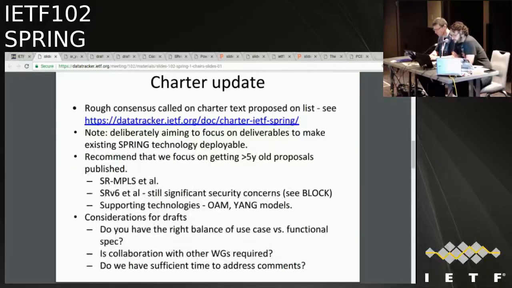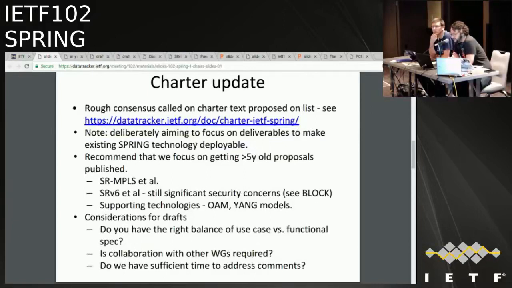There are three considerations that I'd like folks that are working on drafts to look at. We have an interesting balance in Spring between documenting use cases and functional specs, given that we've got so many parallels with other working groups. So I think we need to make sure that the documents we're producing have the right balance between explaining a use case and the functional specification.